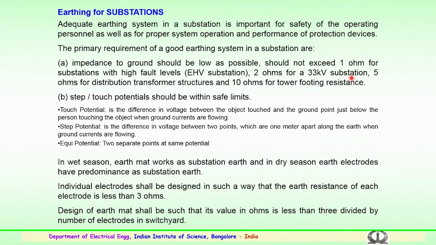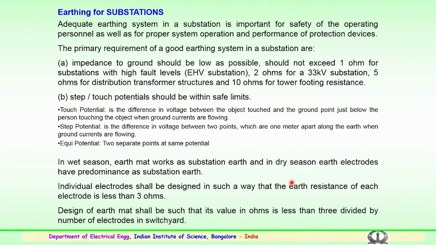So, just below the person, in case he is touching the object, the ground currents are flowing, and the step potential could be defined as the difference in the potential between 2 points. What are the 2 points? Which are 1 meter apart on the earth when ground currents are flowing. So, this is the step potential, and equipotential means 2 separate points at the same potential, any 2 contacts which are at the same potential.